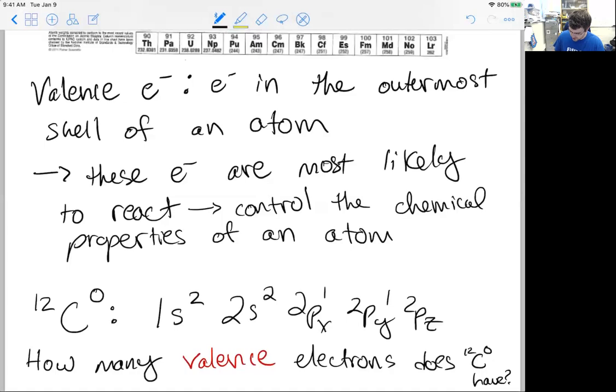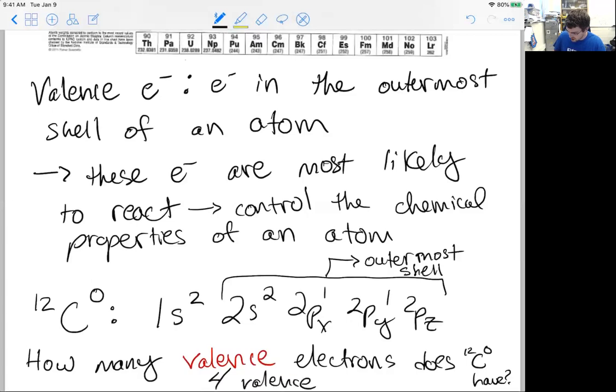And the answer is, if we look at valence electrons, that's going to be the electrons that are in the outermost shell. And the outermost shell is the shell furthest from the nucleus, the highest numbered shell that actually has electrons. There are no electrons in the 3rd and 4th shell and beyond for this particular atom, so we're sticking with just the second shell. We have 2 in the 2s, 1 in the 2px, 1 in the 2py, for a grand total of 4 valence electrons. 4 valence electrons, okay?